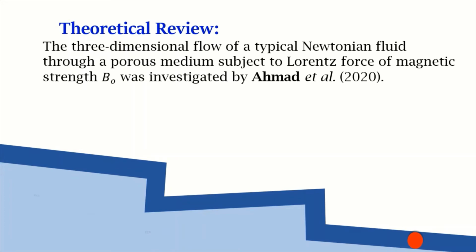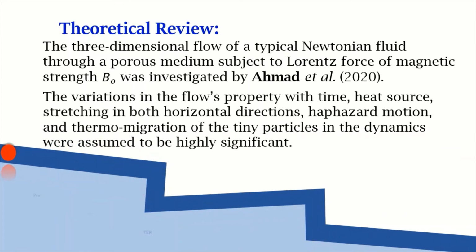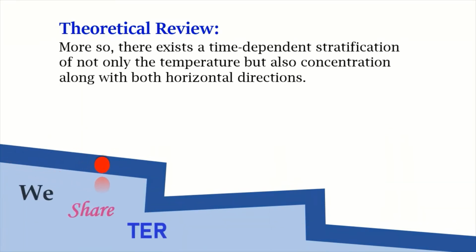The three-dimensional flow of a typical Newtonian fluid through a porous medium subject to Lorentz force of magnetic strength B0 was investigated by Ahmad et al., 2020. The variations in the flow's property with time, heat source, stretching in both horizontal directions, haphazard motion, and thermomigration of the tiny particles in the dynamics were assumed to be highly significant. More so, there exists a time-dependent stratification of not only the temperature but also concentration along with both horizontal directions.